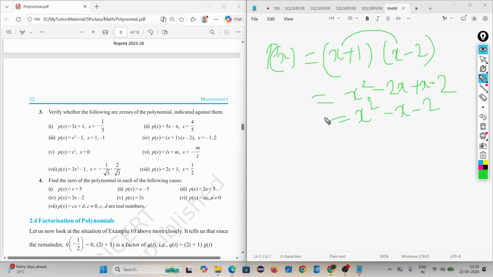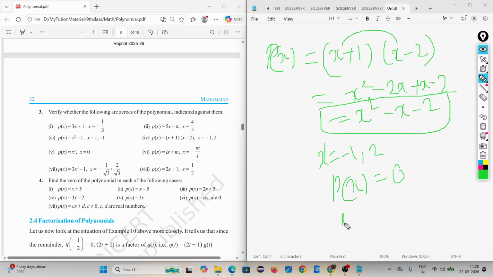By looking at this, tell me, which type of polynomial is it? Quadratic, sir. That means how many zeros should you get? 2, sir. But here the question is giving one zero. You have to prove that p of x should equal 0. Then take LHS: p of x equal to x square minus x minus 2. Put the value of minus 1 first, x equal to minus 1.